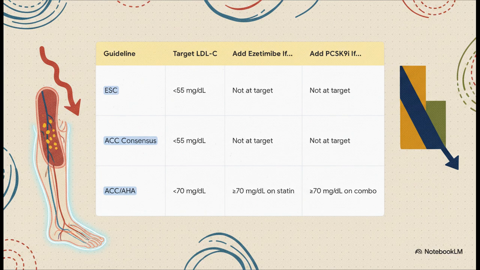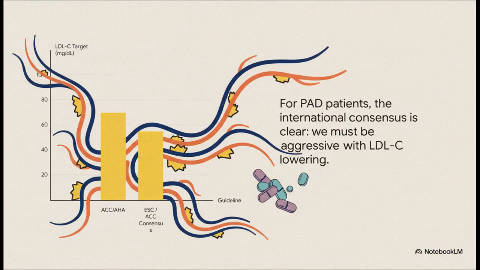So no matter how you slice it, the message is the same. We need to go lower. Yeah, and this chart just makes it crystal clear. You've got the 1.8 target, and then you've got the more ambitious 1.4. Whichever one you're aiming for, the international consensus is screaming at us to be aggressive with our PAD patients.